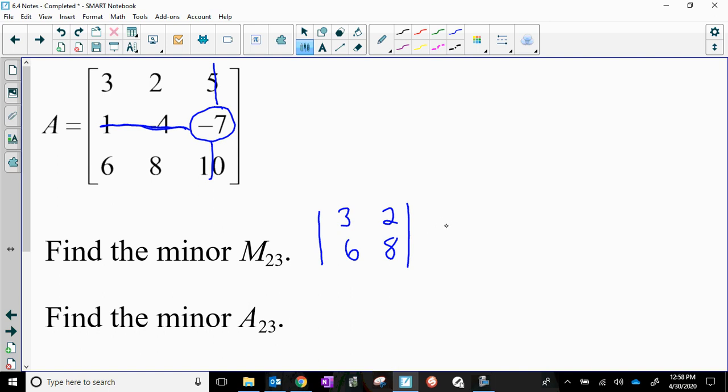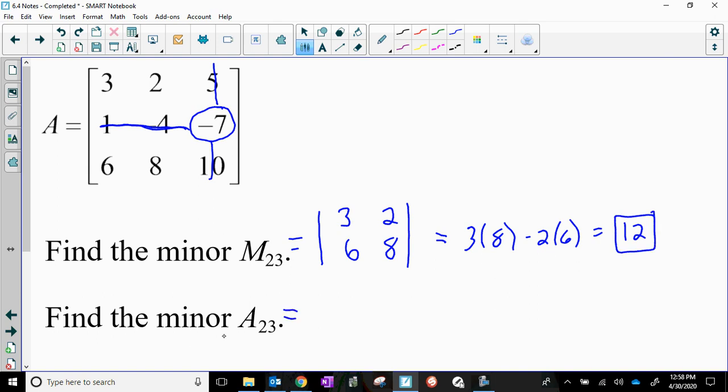And I'm going to find its determinant. So my minor determinant, 2, 3, would be 3 times 8 minus 2 times 6. So 24 minus 12 is 12.